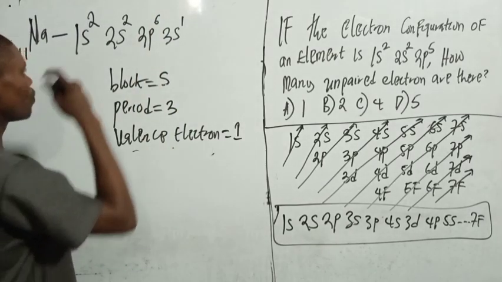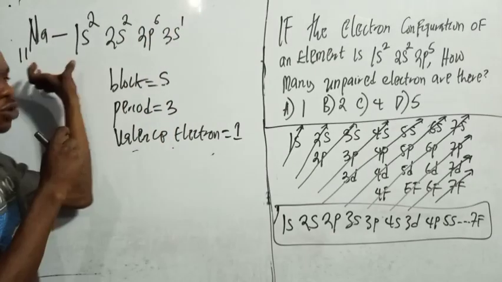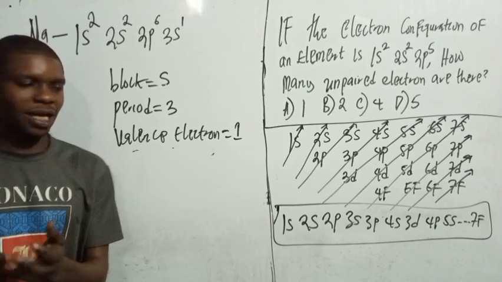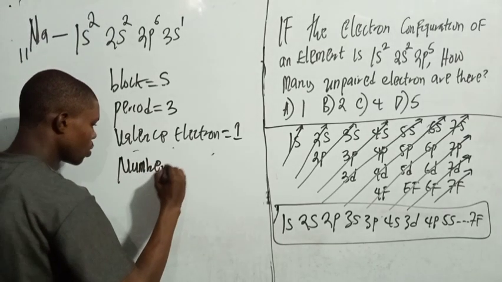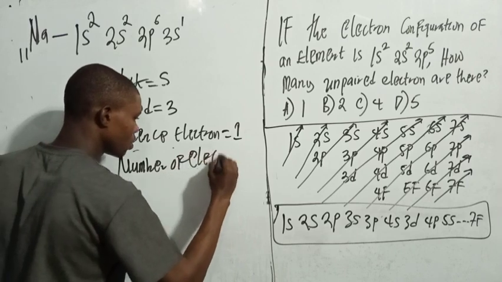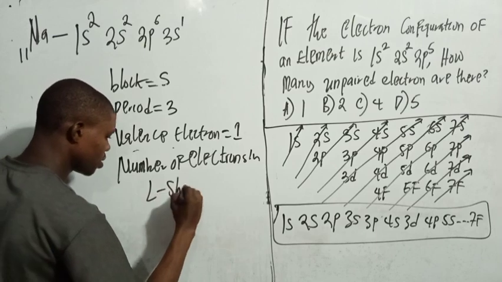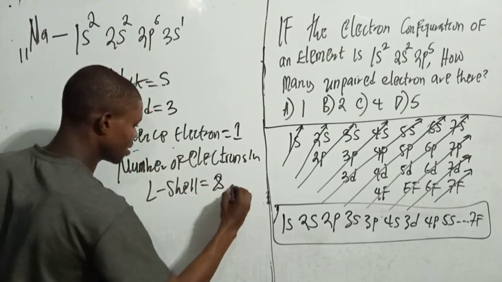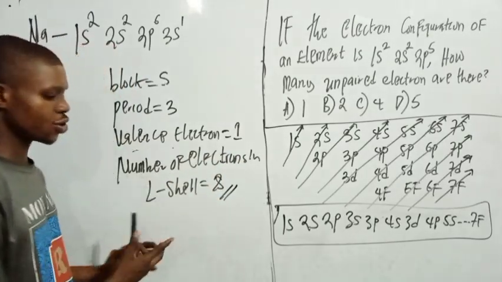The first energy level has 2 electrons. The third energy level has 1 electron in sodium. So the number of electrons in the L shell is equal to what? 2 plus 6 is going to be 8. Do you see that? You see how easy it is to get all this stuff here.